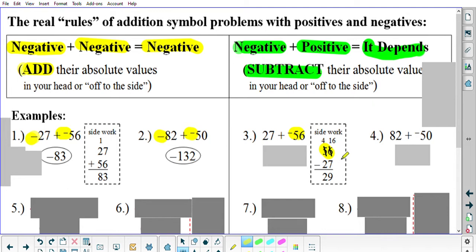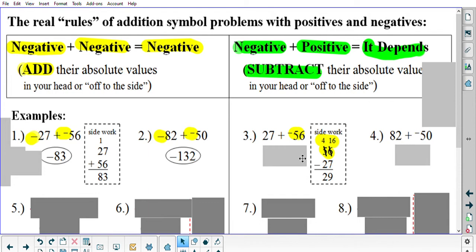And remember, we're subtracting their absolute values. So we're dropping the negative signs temporarily, and in our side work, we're just subtracting with the bigger absolute value on top. If it's tricky and you have to do borrowing like I did here, then I recommend doing it off to the side. If it's not tricky subtraction, then do it in your head. All right, so that would give us 29.